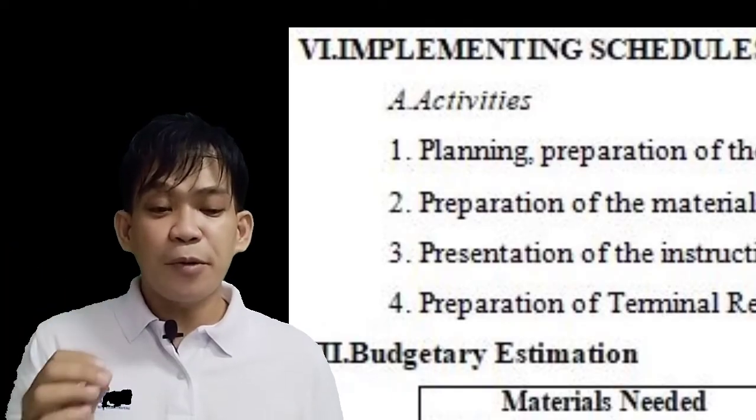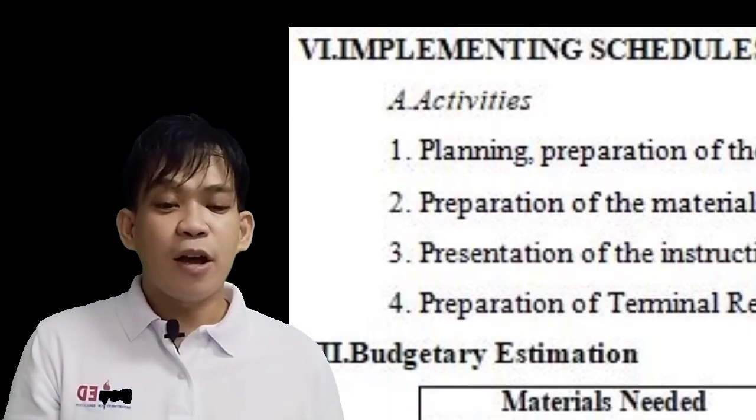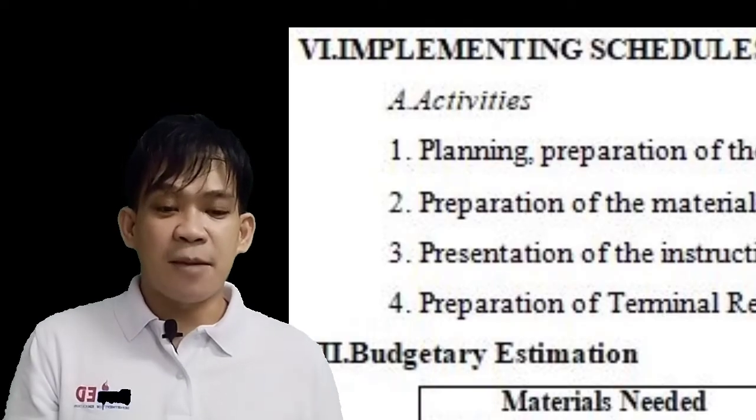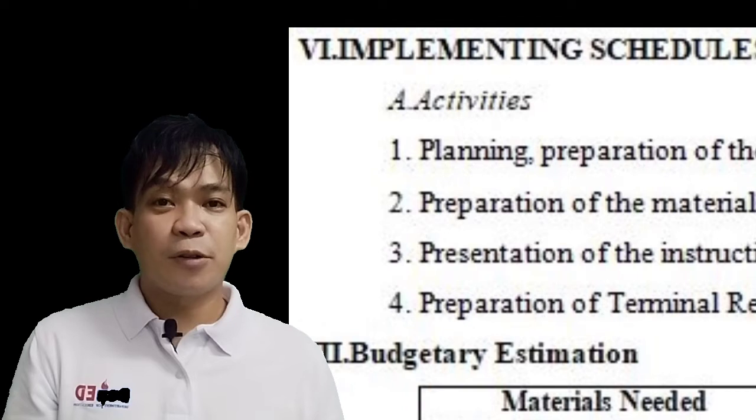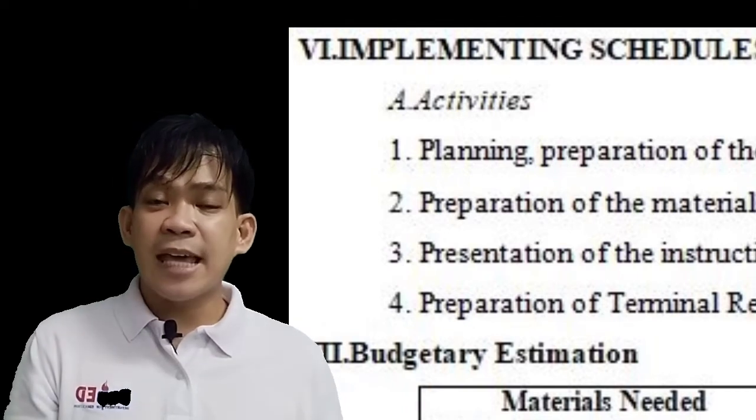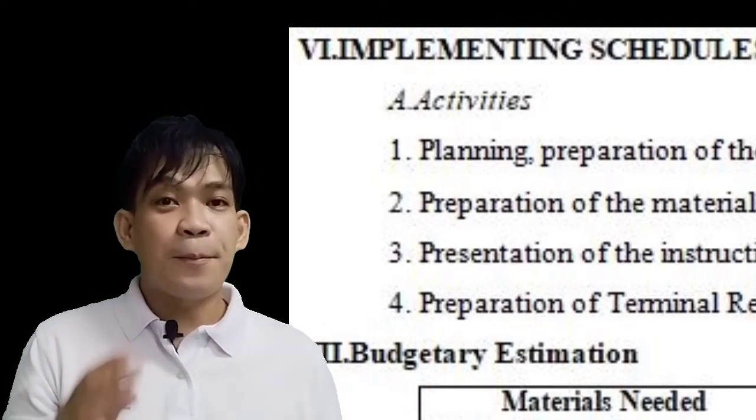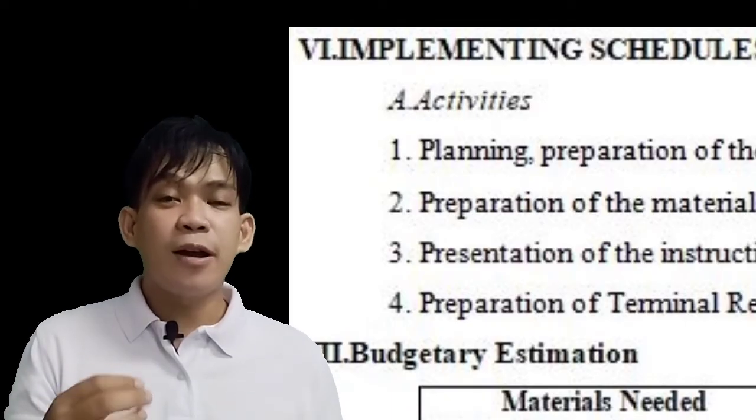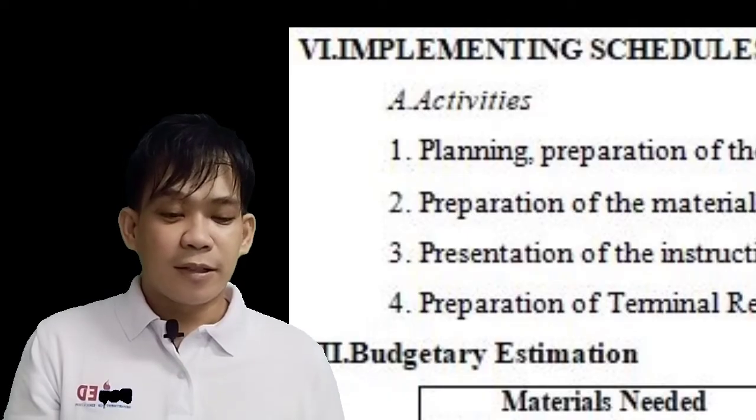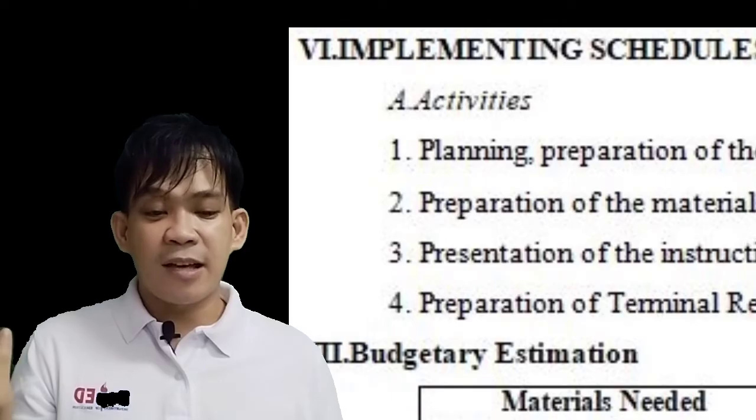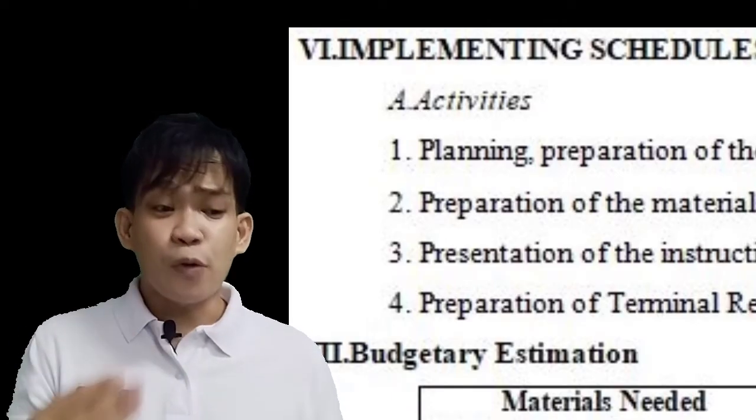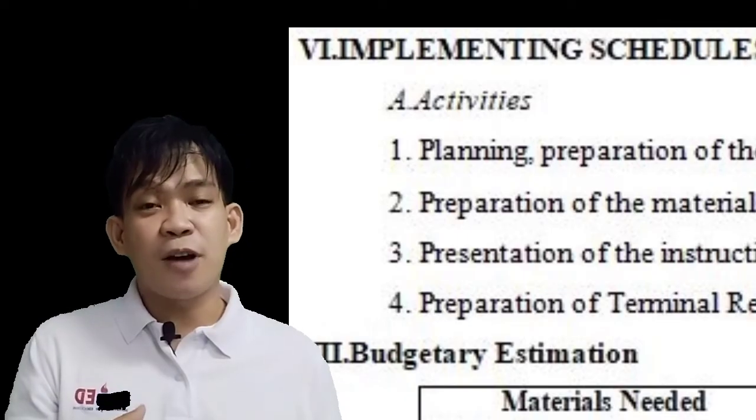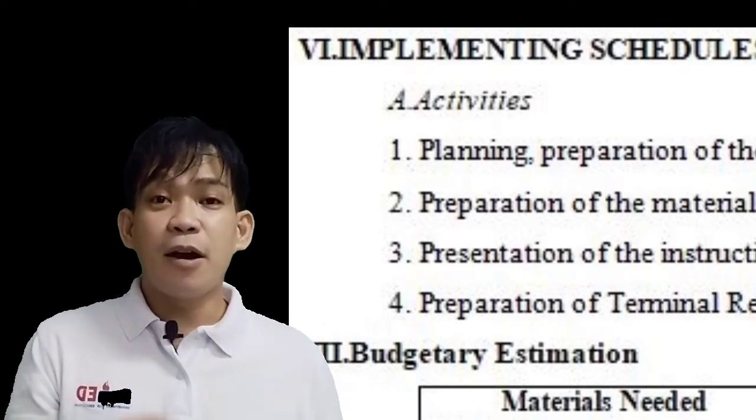Then for number 7, part number 7, your budgetary estimation. So you are going to write what is the estimated cost upon doing your project. Ilagay nyo dyan, okay, sample, nandyan na. Yung materials needed, estimated cost, yung source of fund. So since tayo yung gagawa nito, so it can be personal.